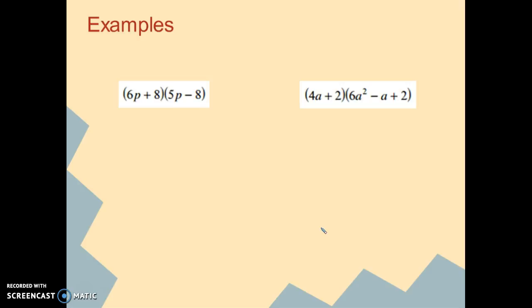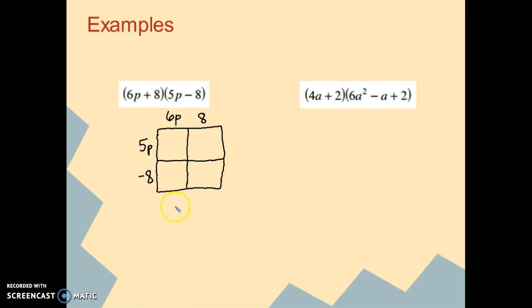So here's another example, but now for this binomial times binomial, I'm going to do the box method. Okay, it's two terms in each, so I'm going to do a 2 by 2 box. And it doesn't matter if I put the 6p plus 8 on the top or on the bottom, or down the side, doesn't matter. I'm going to put it across the top. So I have a 6p and then plus 8, so this is a positive 8. Going down the side, I have 5p, and then this one's minus 8, so that's a negative 8 that I'm going to write down the side.